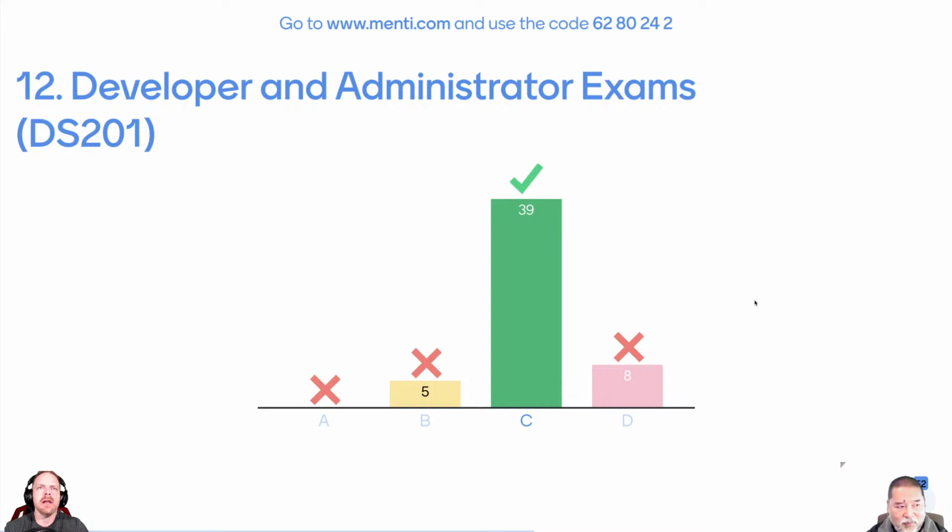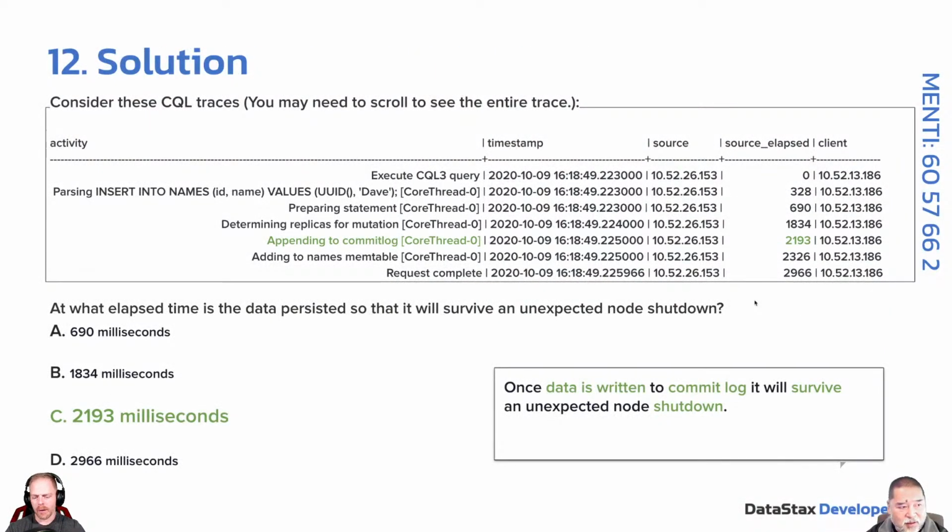And the correct answer is C. All right, I will mute myself because there's work going on back here that I think everyone can hear. So David, go for it. Okay, I've been having so much computer trouble today, I thought it was me. All right, so the correct answer here is C. The question is, at what elapsed time is the data persisted so it will survive an unexpected node shutdown? If you look through, and you do have to scroll, as David said, on the test watch out, there are questions of this form, you may have to scroll as well.